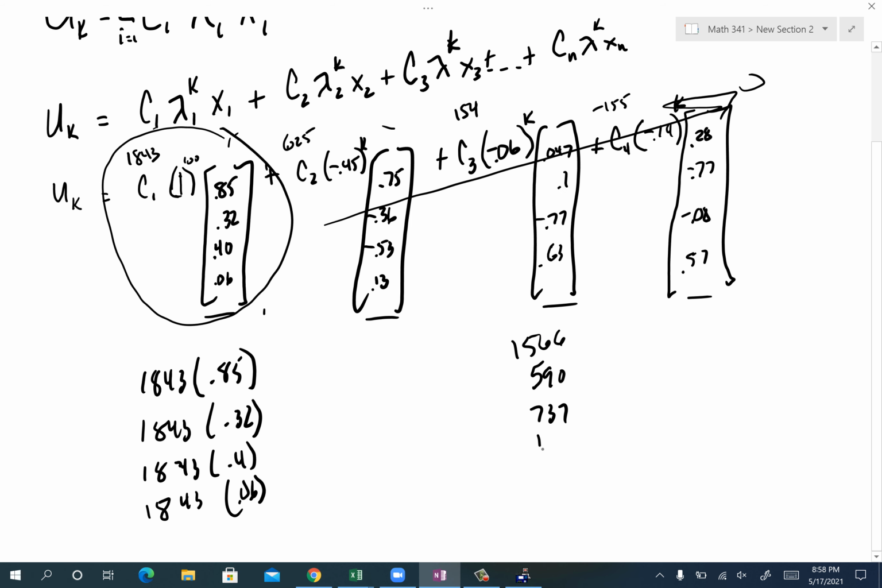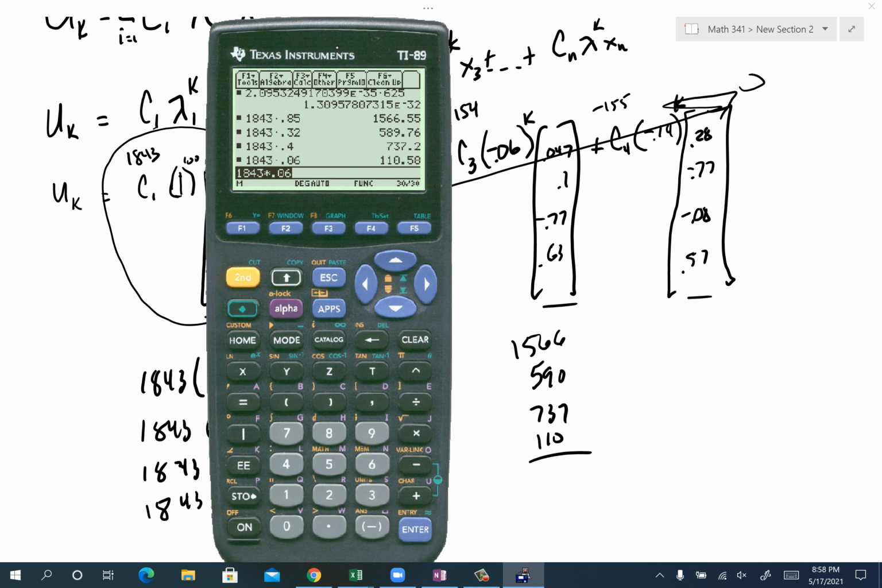And 110. Okay, does it still add up to 3,000? I bet it's awfully close. 1566 plus 590. Obviously, we're rounding. 737 plus 110. Yep, how about that? We're awfully close. Okay, nobody's really panicking about that.